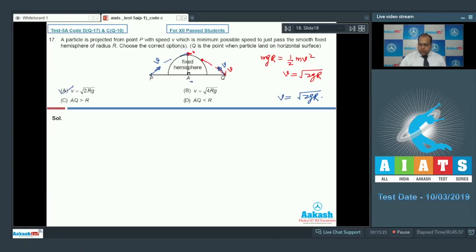Now the value of this radius is r. So from this diagram we can say that the value of AQ is greater than r. So option C is also correct. So the correct answer for question number 17 is options A and C. Let's move to question number 18.